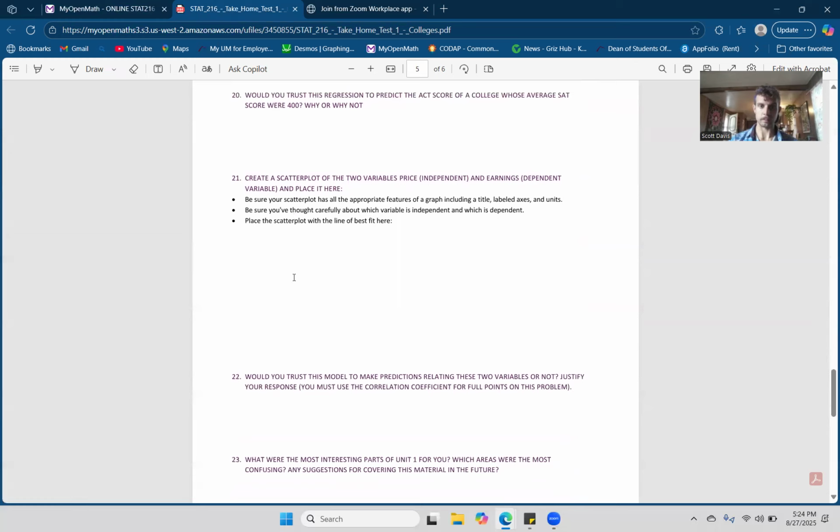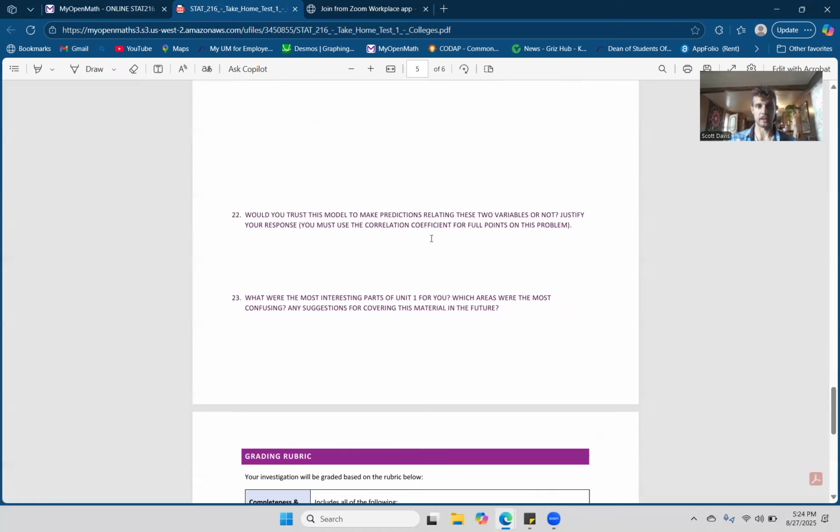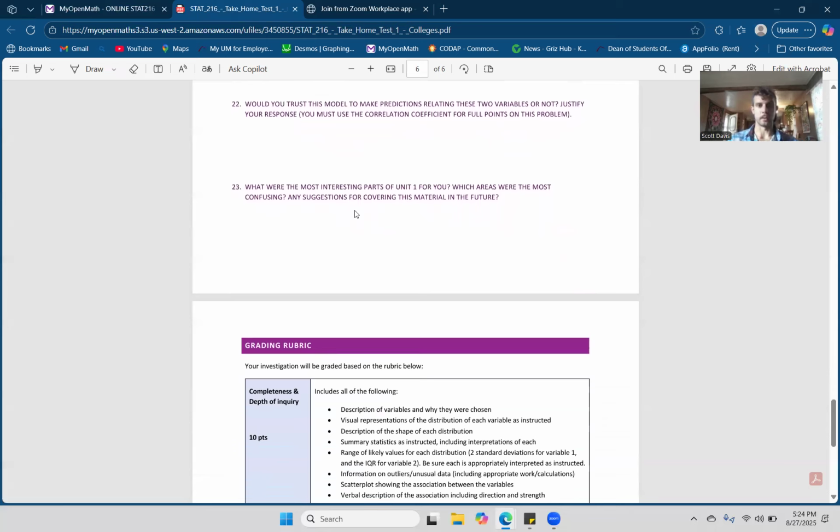Why or why not? Next, you're going to create one other scatter plot of the price of a university and earnings. Is there a relationship between how expensive a university is and your potential earnings 5 years later? So again, all the things of a scatter plot. Would you trust this model? Why or why not? And then, what do you think were the interesting parts of lesson one? What was confusing? Any suggestions?